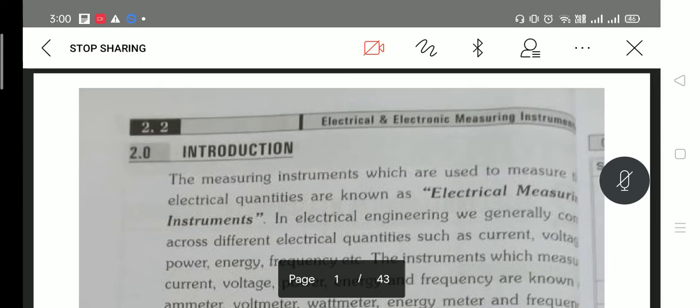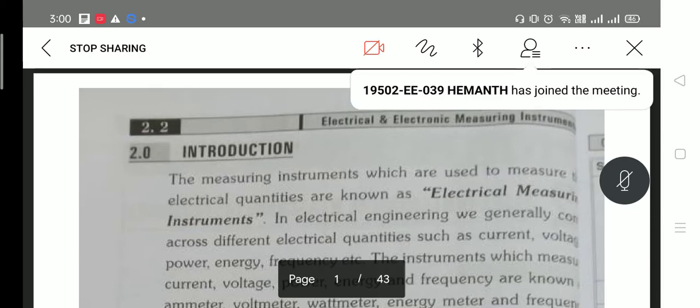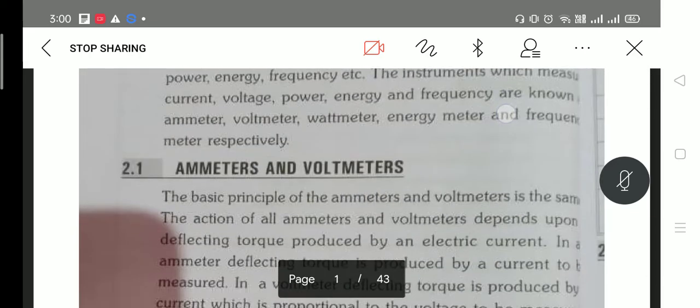Good evening. Today we discuss this unit. We forgot to tell some more points that will be discussed today. Okay.